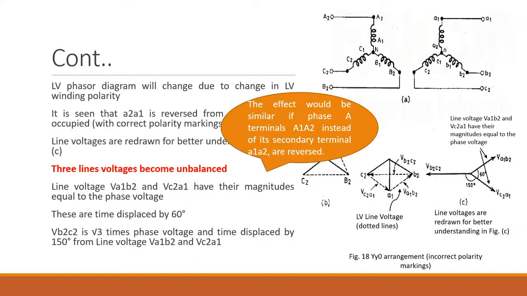The only thing is that the magnitude of the voltage for the corresponding phase, or the corresponding line, is going to be changed. So the ultimate result with this one is that the 3 line voltages are going to become unbalanced.